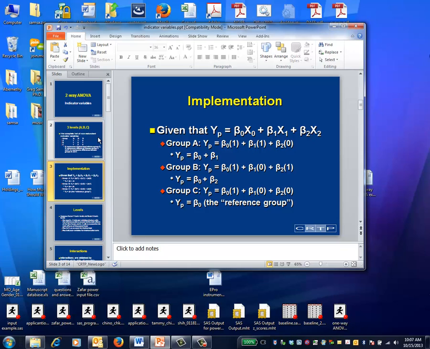Here, beta 0 represents the mean for group C, the reference group. Beta 1 represents the difference between the means of groups A and C. Beta 2 represents the difference between the means of groups B and C.